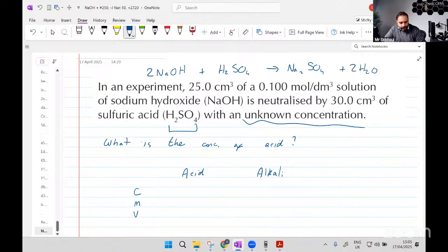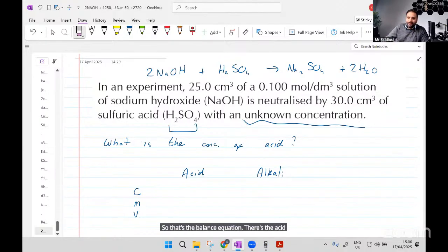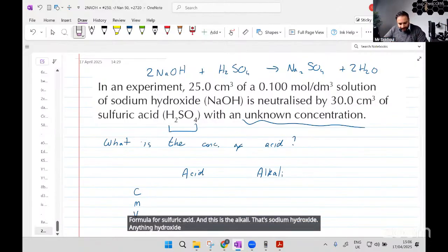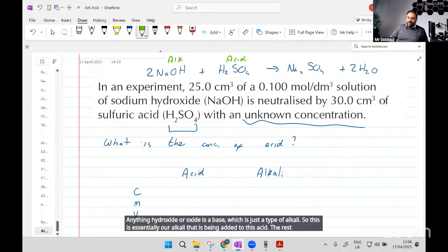So that's the balanced equation. There's the acid. You should know that that is the formula for sulfuric acid. And this is the alkali. That's sodium hydroxide. Anything hydroxide or oxide is a base, which is just a type of alkali. So this is essentially our alkali that is being added to this acid. The rest of it doesn't really matter, but we'll come to that.